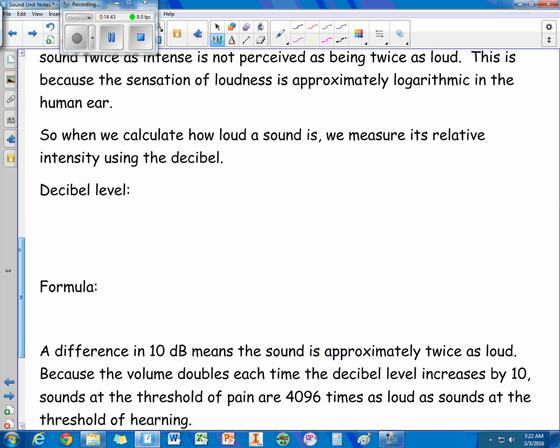So when we calculate how loud a sound is, which is intensity, and how much we feel sound is, we have to use something called relative intensity, where we relate the intensity back. And this is where we get something called decibels. So the decibel level is a relative intensity. And the reason why we do relative is because it's easier to measure. The way we find the decibel level is by comparing the sound's intensity to the threshold of hearing's intensity.